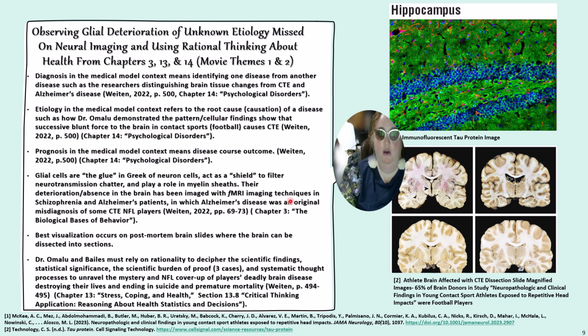Etiology refers to a root cause. He's finding the root cause. Prognosis means disease course outcomes. Then they knew that it was making the men go mad and have death or commit suicide.